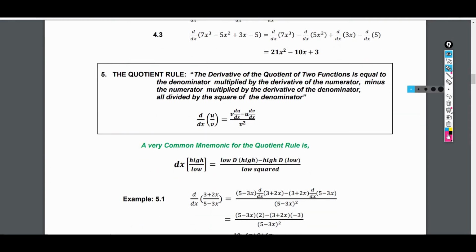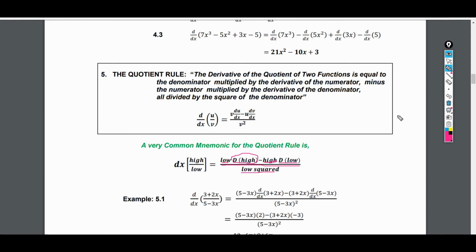Now the quotient rule. The derivative of the quotient of two functions is equal to the denominator multiplied by the derivative of the numerator minus the numerator multiplied by the derivative of the denominator, all divided by the square of the denominator. It sounds hard to understand, so here is a very common mnemonic to help us remember. Our numerator we call high because it is on top, and the denominator we call low because it is at the bottom. We take the low times the derivative of the high, or the numerator, minus the high multiplied by the derivative of the low, and then divide all of that by the denominator squared.